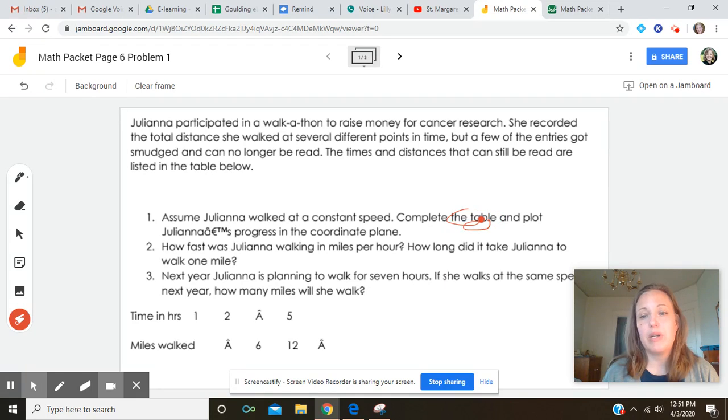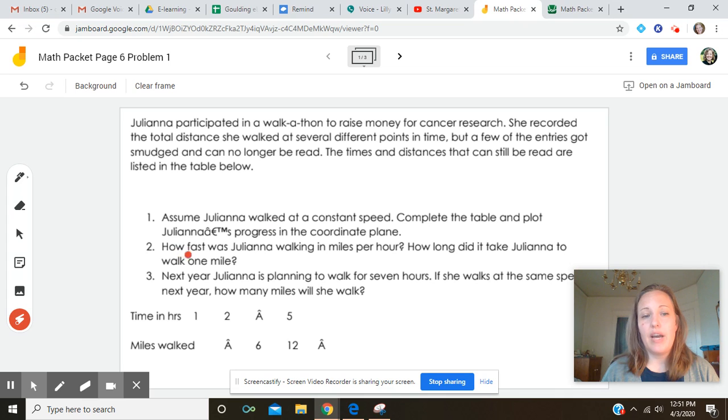So it says complete a table. We're going to make an even better table. And we're going to plot her progress on a coordinate plane. Notice you weren't given a coordinate plane, so this is going to be a lot easier for you to do on Desmos or to follow along with me and put it in your notes here.